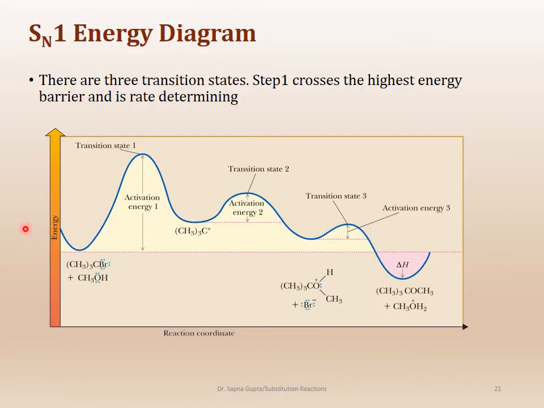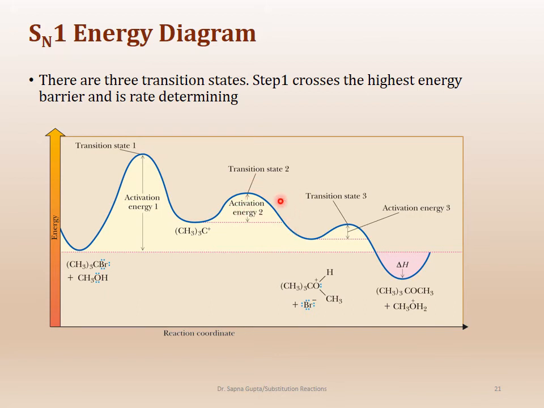And here's a little bit of a better view of the transition state. The first transition state is the critical one, because it is the one that gives you the carbocation. Once the carbocation is formed, the next part is where the nucleophile comes in.